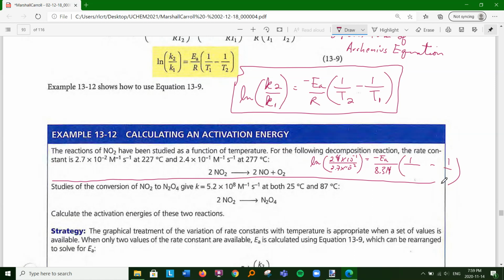Okay, get out the calculator here. T2, I've got to convert to Kelvin. 277 plus 273 is 550. And T1 is 227, so 227 plus 273 is 500. Okay, so I'm going to do the natural log first. That's 0.24 divided by 0.027. Take the natural log of that, times 8.314, might as well make that negative sign in there. Then divided by 1 over 550 minus 1 over 500. And I get 9.99 by 10 to the 4th joules, or 99.9 kilojoules.